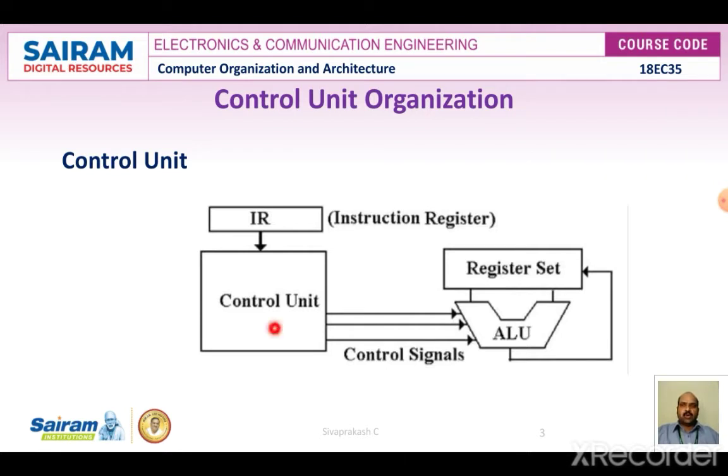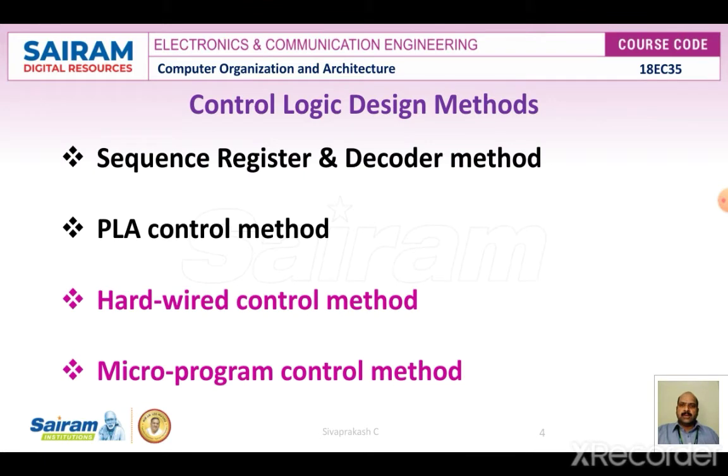Even it controls the flow of data between the processor and memory, as well as memory and the peripheral, vice versa. The design of a control unit is not a unique one. It varies from designer to designer. So let us see some of the commonly used control logic design methods incorporated in the control unit organization. In general, the control logic design methods are classified into 4: sequence register and decoder method, PLA (programmable logic array) control method, hardwired control method, and microprogrammed control method. Let us discuss one by one.